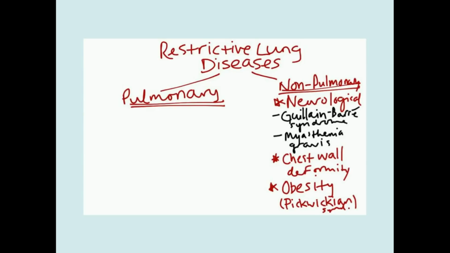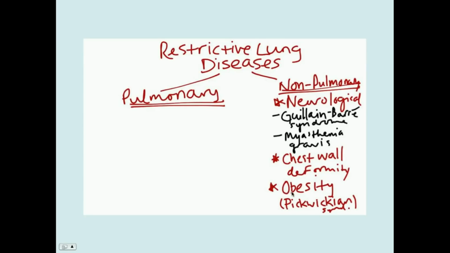Chest wall deformity is another thing that can mimic a restrictive lung disease. If you don't have the physical space inside your chest cavity, then that's going to decrease your expected lung volumes. And then obesity, that's just the result of having excess weight on your chest, and the result of that is going to be more difficulty breathing in and breathing out. That's called Pickwickian syndrome, and it's generally not enough to cause any clinical symptoms, but just know that obesity can cause restrictive patterns on pulmonary function tests.